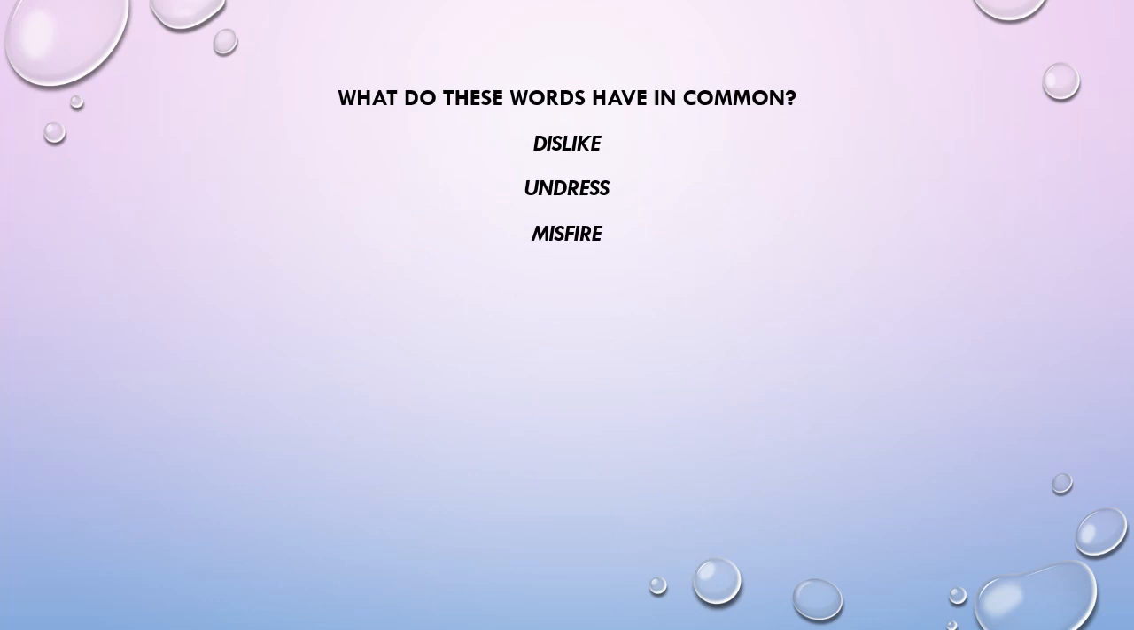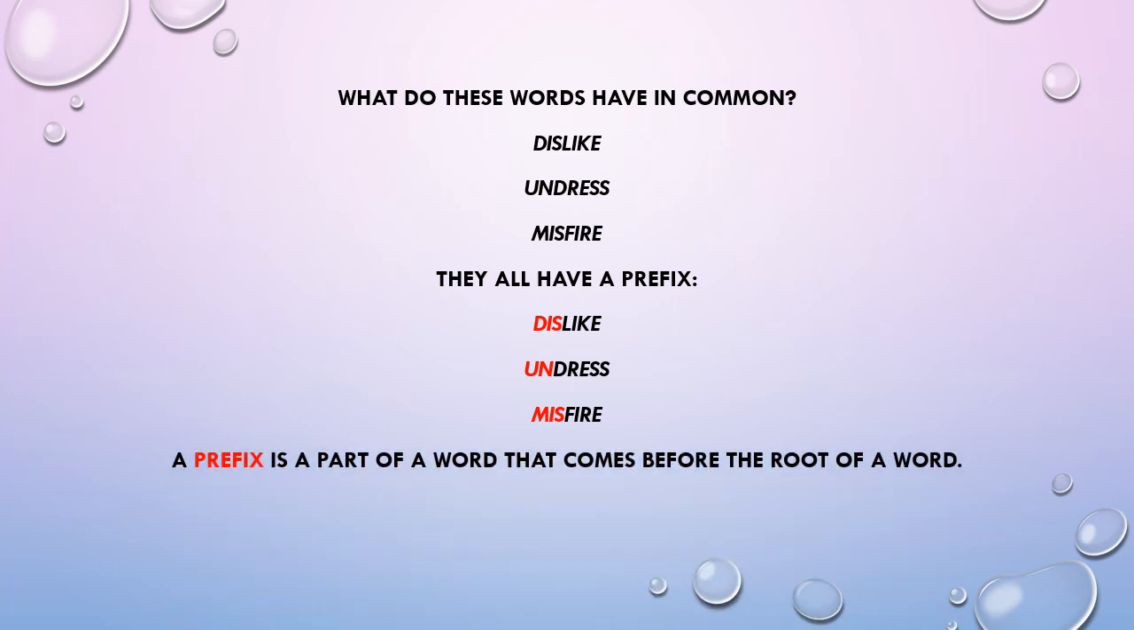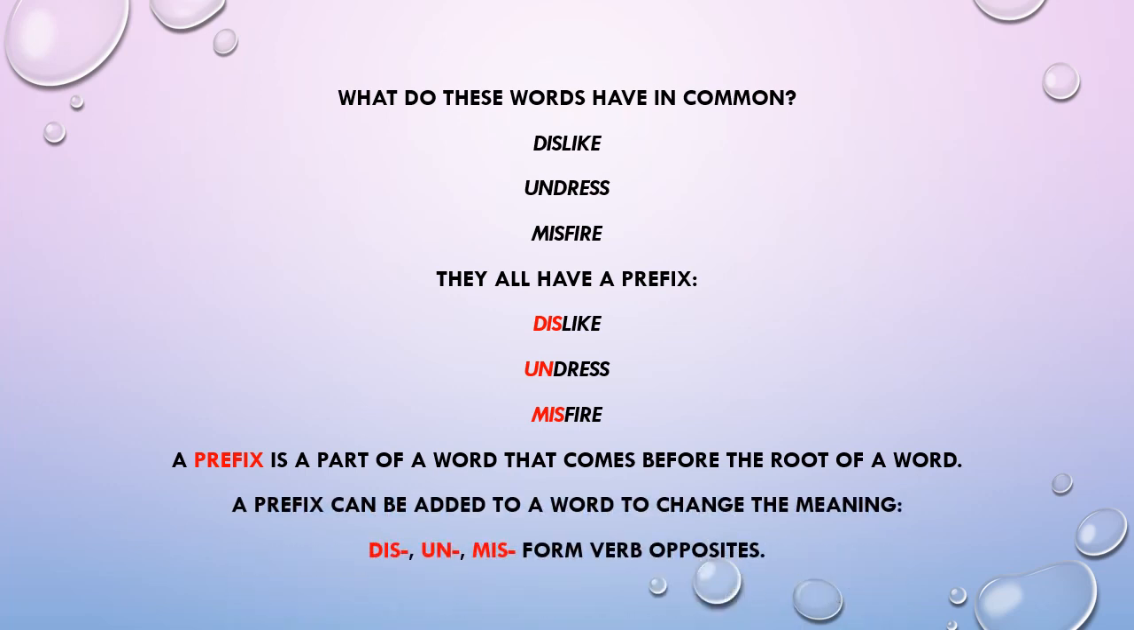What do these words have in common? Dislike, undress, and misfire. Yes, you are right. They all have a prefix. These prefixes are dis, un, and miss. So what is a prefix? A prefix is a part of a word that comes before the root of a word. A prefix can be added to a word to change the meaning. The prefixes dis, un, and miss are used to form verb opposites. That's why we say that they are negative prefixes.